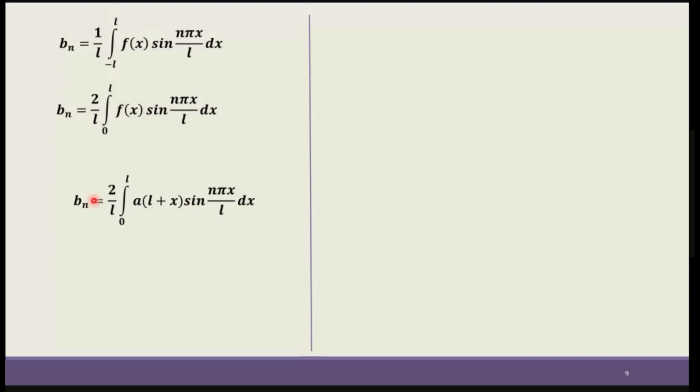So we can take this a outside, and then now you have l plus x as one bracket, which is an algebraic function. Sine is a trigonometric function. Use u into v. अगर a को बाहर लिया तो this is u, this is v. So u इंटेग्रल v लिखना है और u को डिफरेंशिएट करते जाना है और v को इंटीग्रेट करते जाना है.